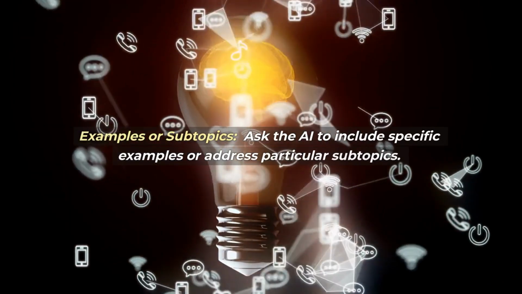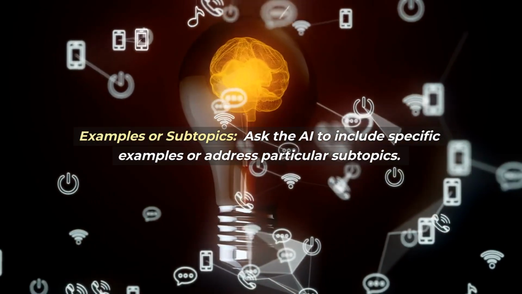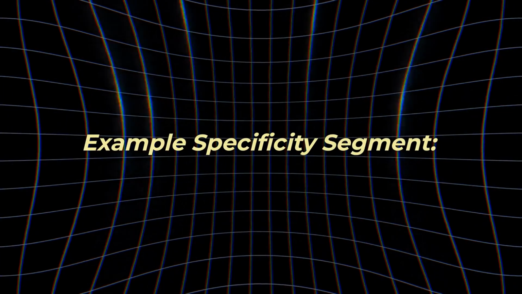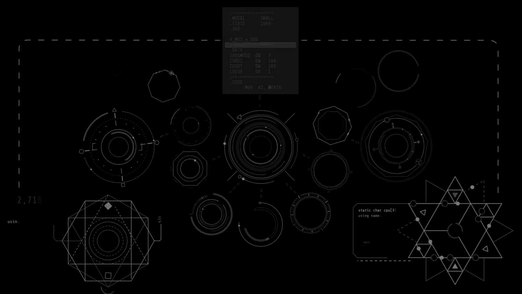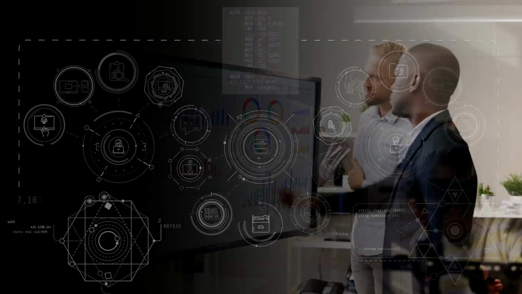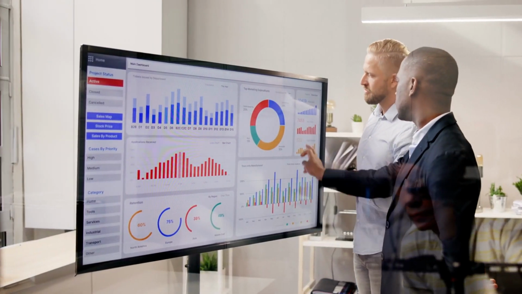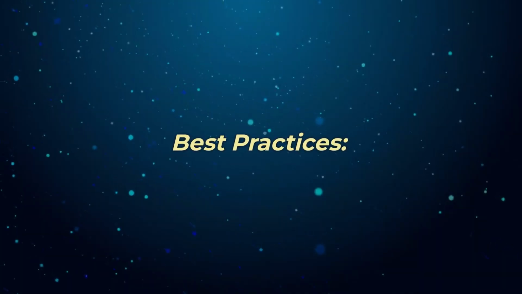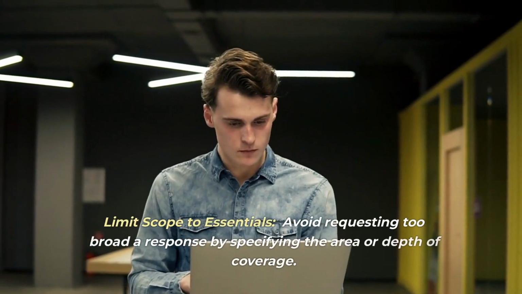Examples or subtopics. Ask the AI to include specific examples or address particular subtopics. Example specificity segment. Focus on budgeting techniques that don't require advanced financial knowledge. Provide at least 3 examples of cost-effective marketing strategies for small businesses. Best practices. Limit scope to essentials.